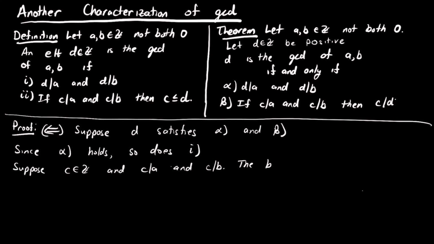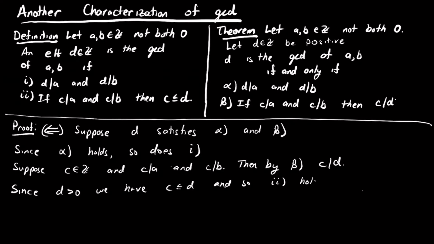Then by condition beta, we know that C divides D. Since D is positive by assumption, we have by an earlier result in this video that C is less than or equal to D. And so condition 2 holds. Thus, D is the GCD of A and B. Okay, so that finishes our recharacterization of the greatest common divisor.